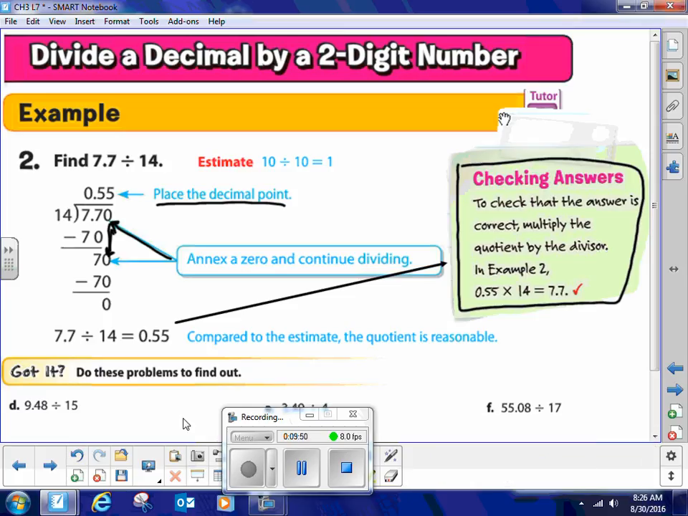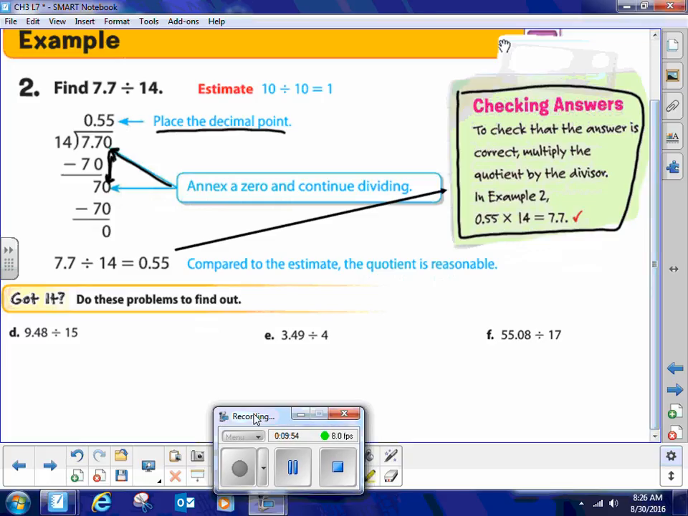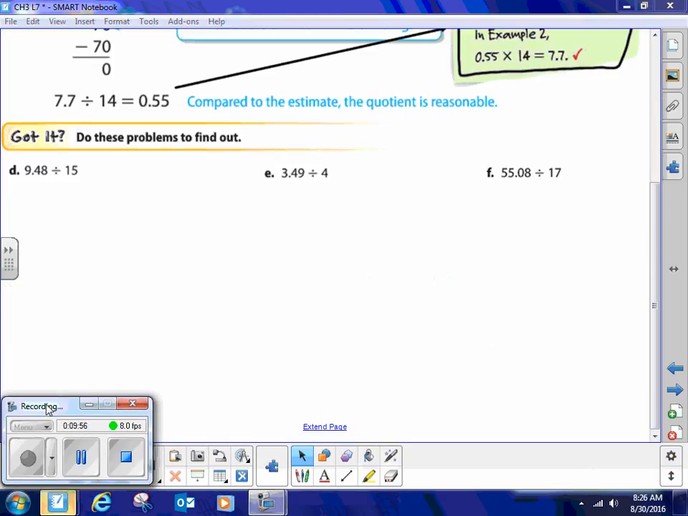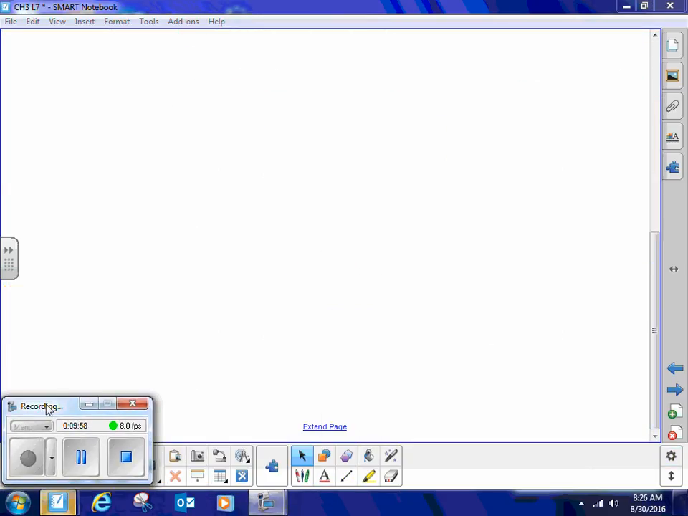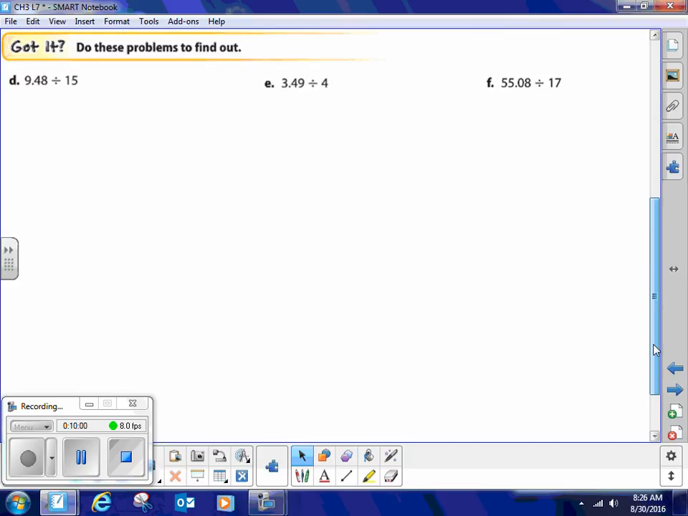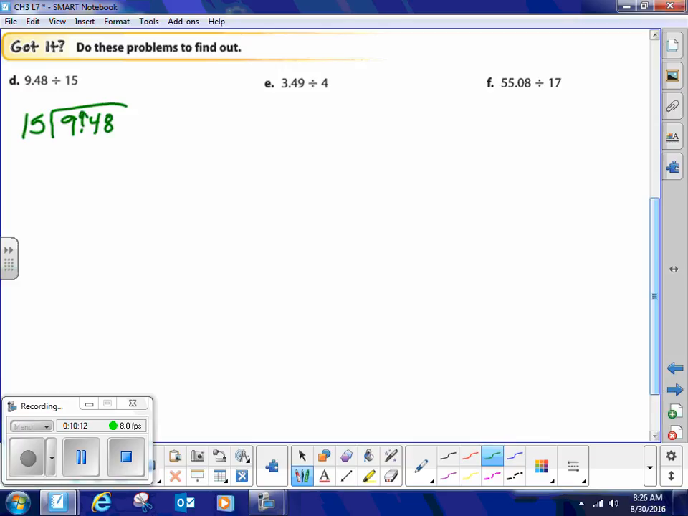Okay, let's go ahead and try some of these practice problems. Just do a couple. Whoop, too much. It's okay. All right. We start off with 9.48 divided by 15. So I'm going to set up my problem. 15, 9.48. First thing I do is bring up my decimal point. Okay, 15 cannot divide into 9, but 15 can divide into 94.